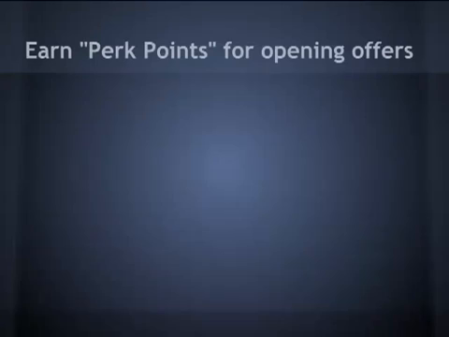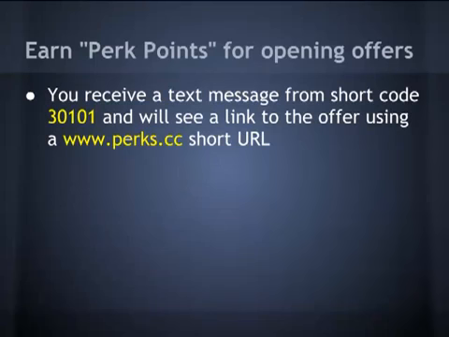So, how this works is you earn perk points for opening offers. You receive a text message from short code 30101, and you will see a link to the offer using a www.perks.cc short URL. If you recall, on CashText we use txts.cc. So this is how you distinguish that you're receiving a cash perk. Also, the short code will be 30101. It may be 69302 for a little bit, but for the most part, it's going to come from 30101.